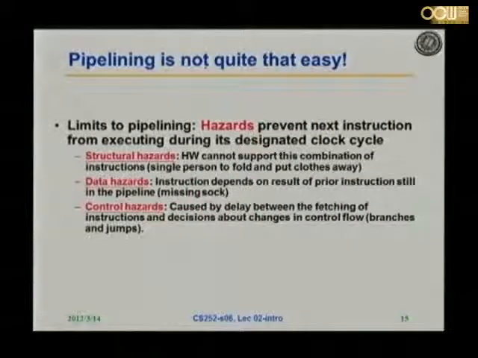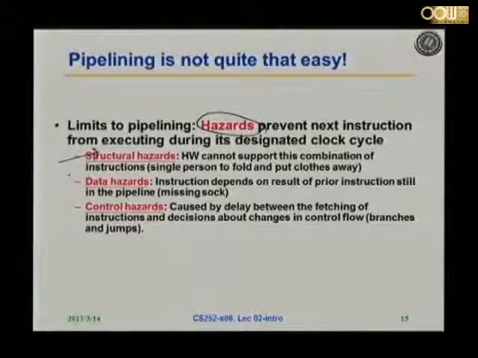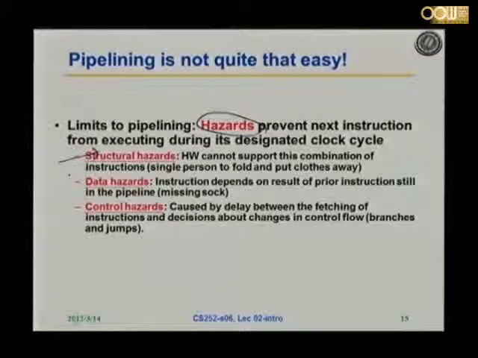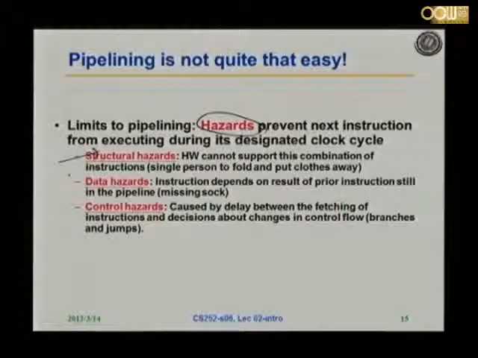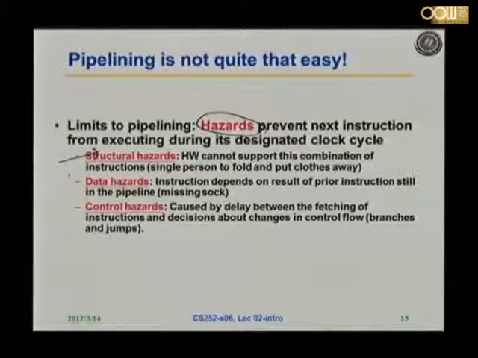Pipeline is not quite that easy. Limits to pipelining, I mentioned this to you. There can be hazards. First, there may not be sufficient hardware for all the instructions to use. For example, memory. 2 pipe stages will both need memory, one for instruction fetch and one for data write. So you might want to have 2 pieces of memory for different purposes.